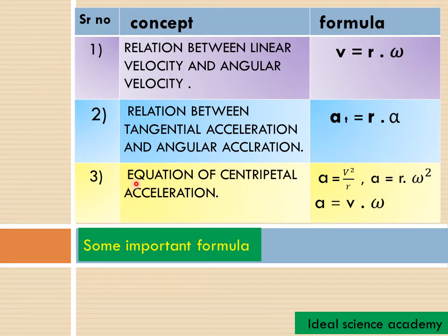The next important formula is the equation of centripetal acceleration. a equals v square upon r. a equals r omega square. a equals v into omega. These three are the formulas of centripetal acceleration, where v means linear velocity, r means radius, and omega means angular velocity.